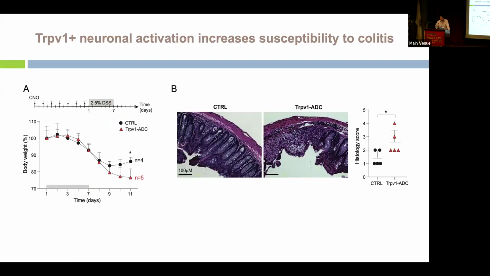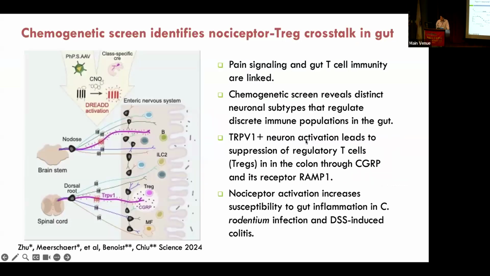But what we see is if we activate these nociceptors and then challenge the mice afterwards with DSS-induced colitis, where you need things like Tregs to control inflammation, you now get a worse outcome of colitis, with more weight loss and also greater pathology and inflammation. So just a brief summary of this first part.